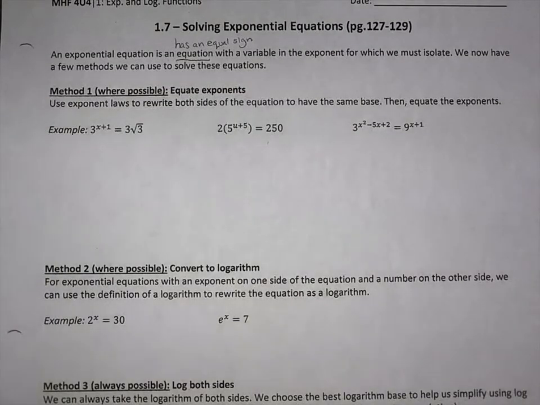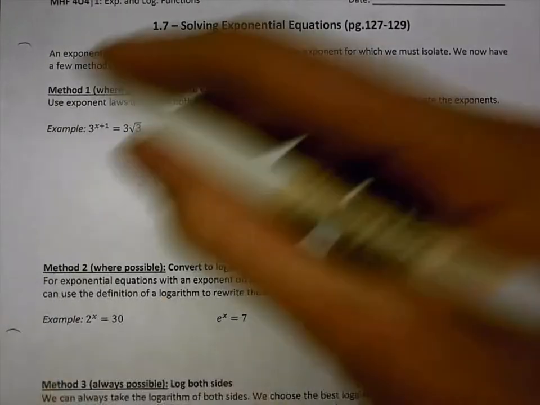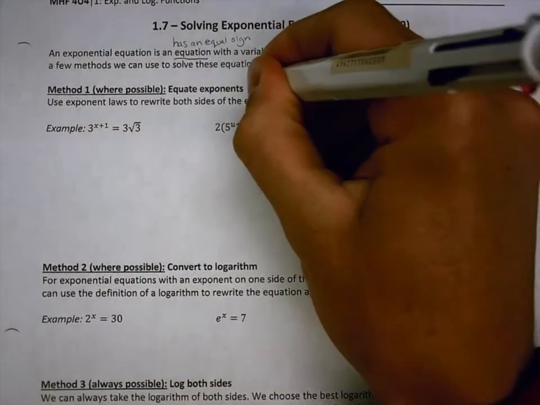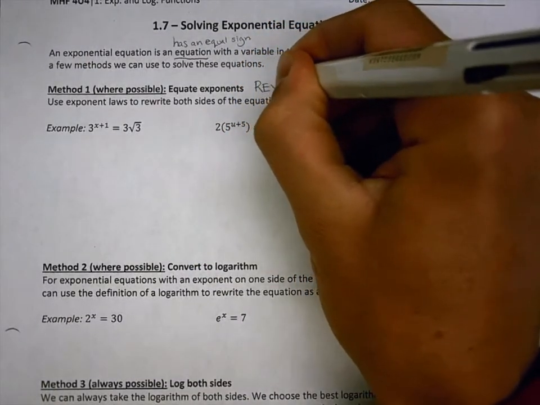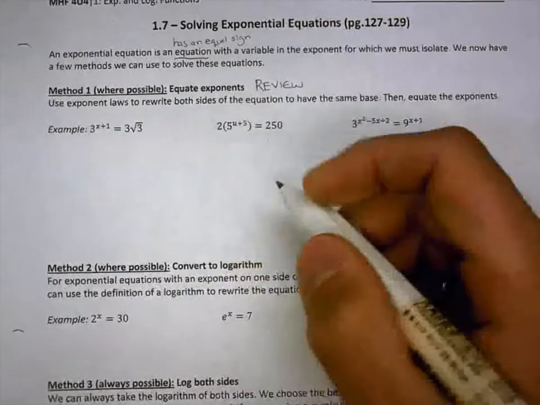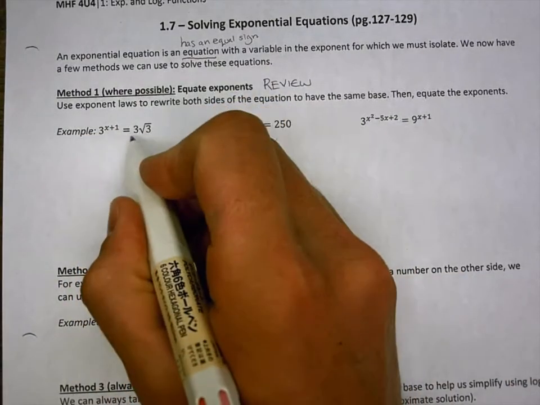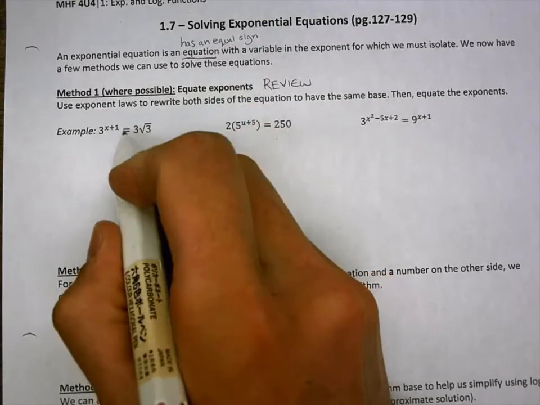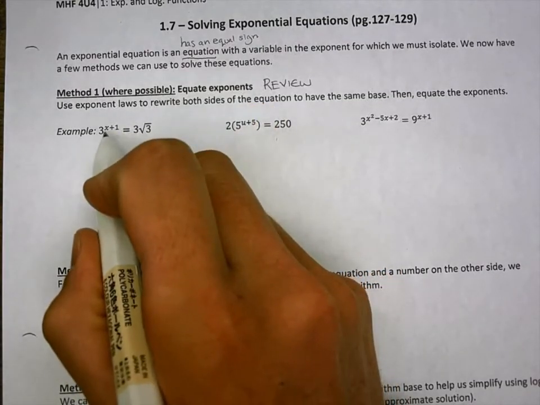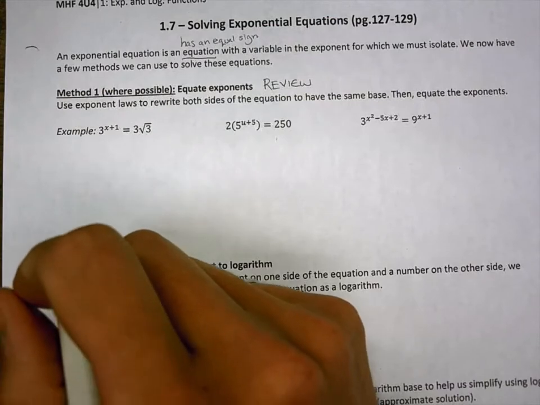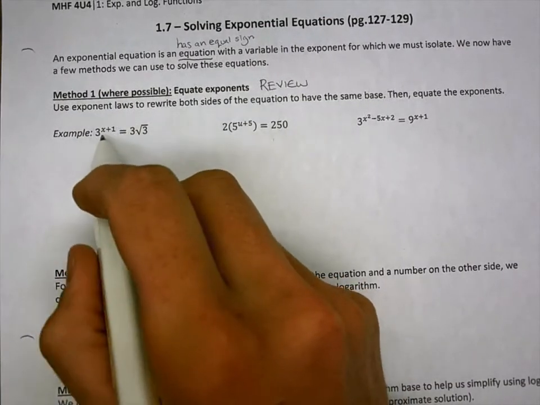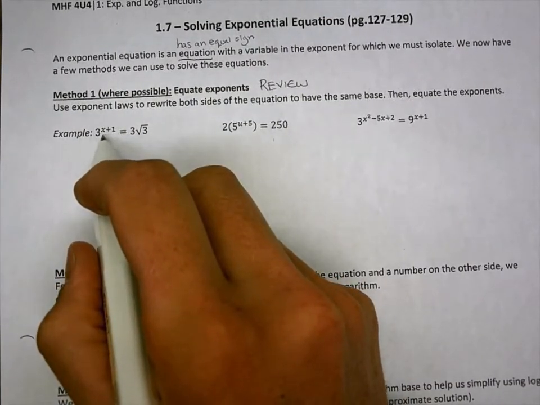So you've already kind of been exposed to some different methods. The first one should hopefully be review. This is the one where we equate the exponents. So for example, if I have a question like this, 3 to the x plus 1 equals 3 root 3. So there's an equal sign, so it's an equation. You have to solve for x. Figure out what value of x makes this true. This is difficult to do because the unknown is in the exponent.